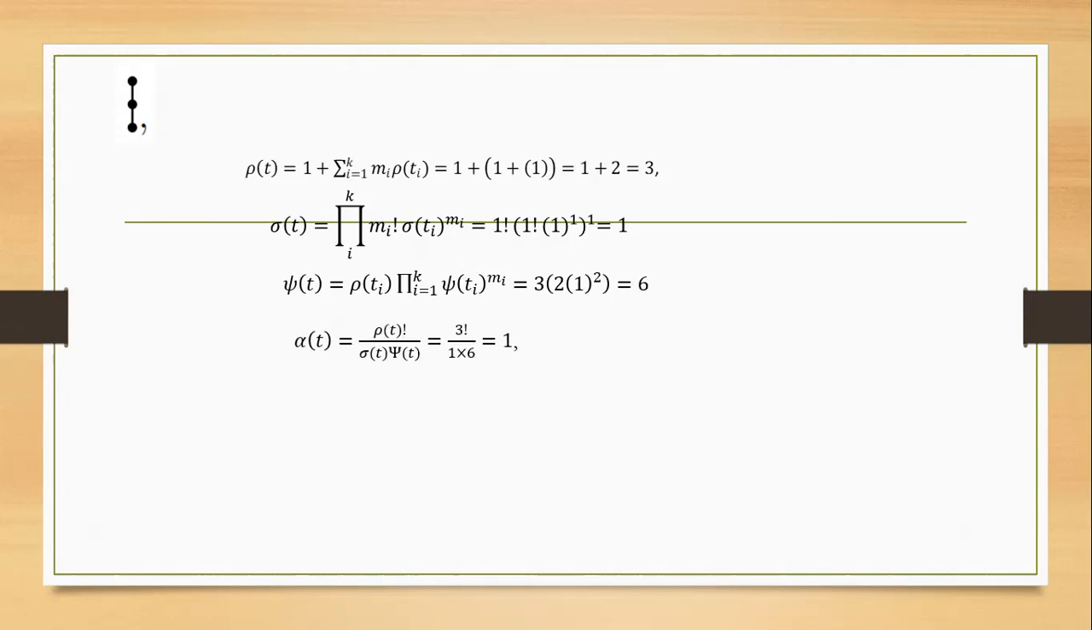Now, the other symmetry is going to be 3 factorial into 1 times 6, which is what? 6 over 6, which is equals to 1.